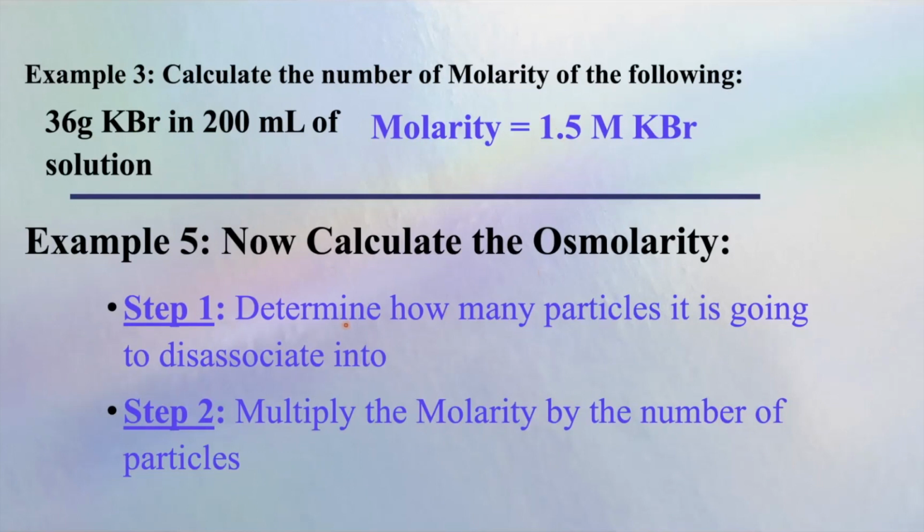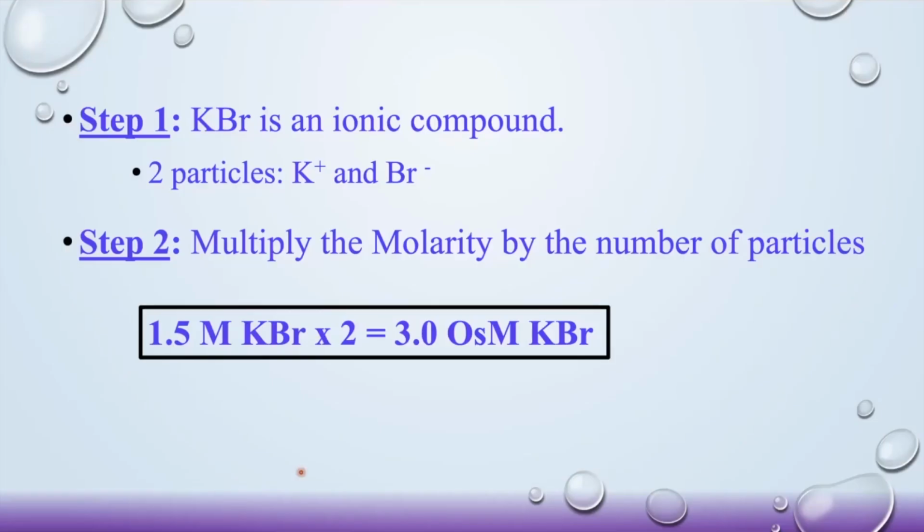So for step 1, determine how many particles it's going to dissociate into. Step 2, multiply the molarity by the number of particles. Pretty easy. Let's go to it. So step 1, potassium bromide, it's ionic. So that means it is going to dissociate into its cation of potassium and the anion of bromine. So thereby, it's going to make 2 particles.